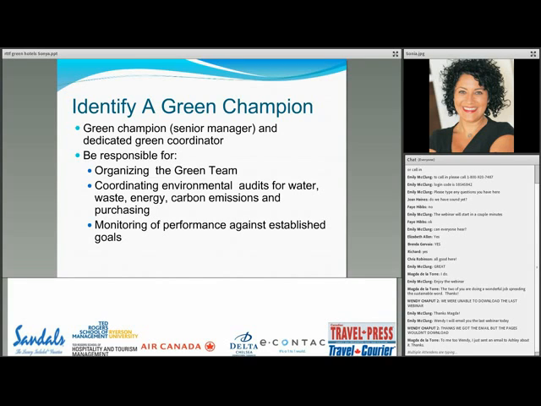So the coordinator focuses on organizing the green team, so really getting together a group of people who are interested in this and who will drive it on a volunteer basis or with some form of time dedicated from their normal work days. I think that you need someone to coordinate the environmental audits of water, waste, energy, carbon emissions, and purchasing. And whether or not you conduct those audits with a consultant, there needs to be someone in-house that coordinates all this and gets the feedback from the different stakeholders within the organization. And there needs to be someone who monitors the performance.